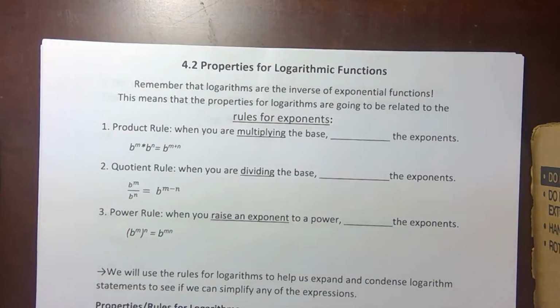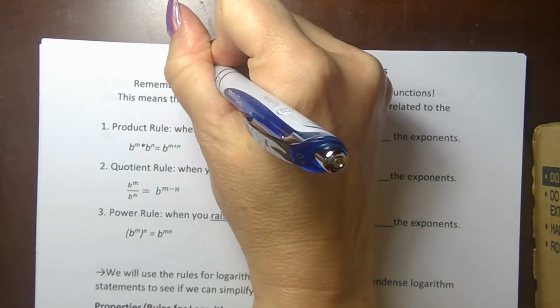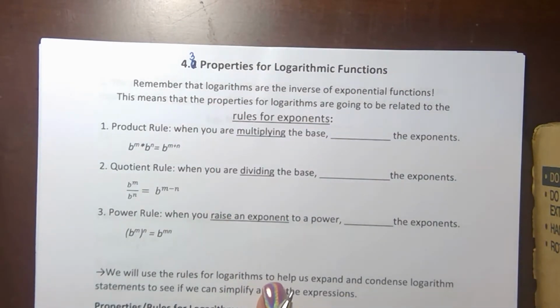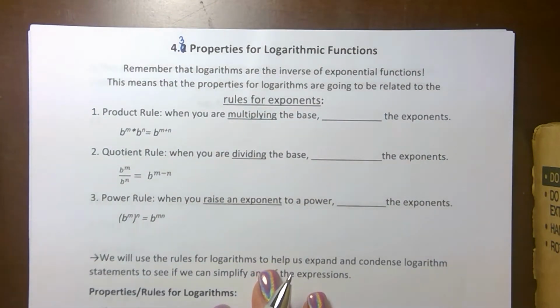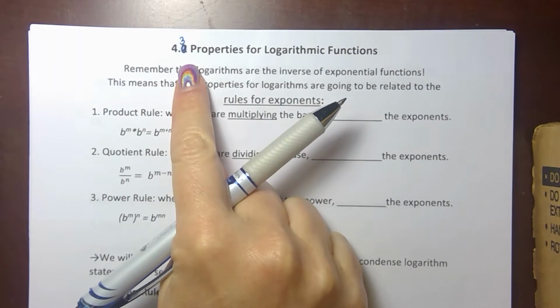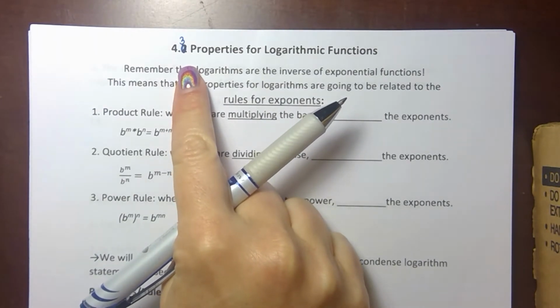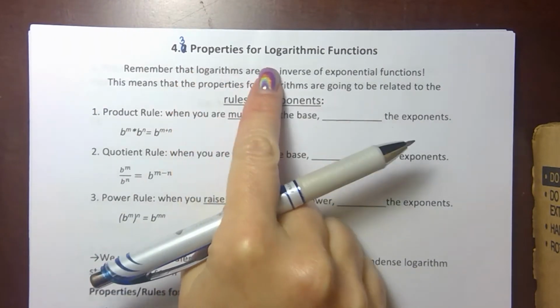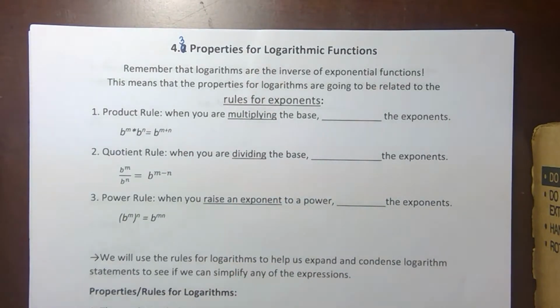Here we go with 4.3. If you are in my spring 2020 class and printed this before I made the correction, this is 4.3 and 4.4 that we're going to try to get through today. 4.3, properties of logarithmic functions.